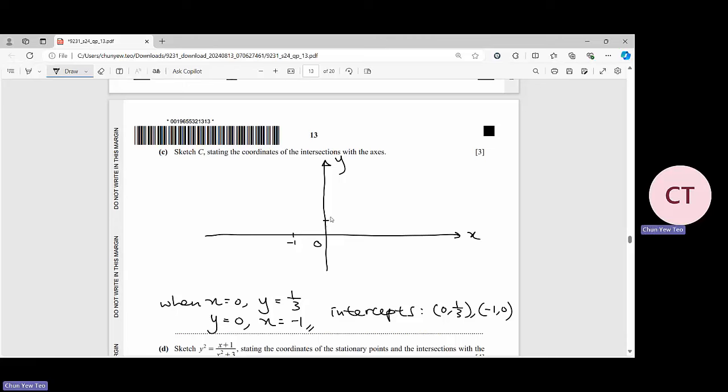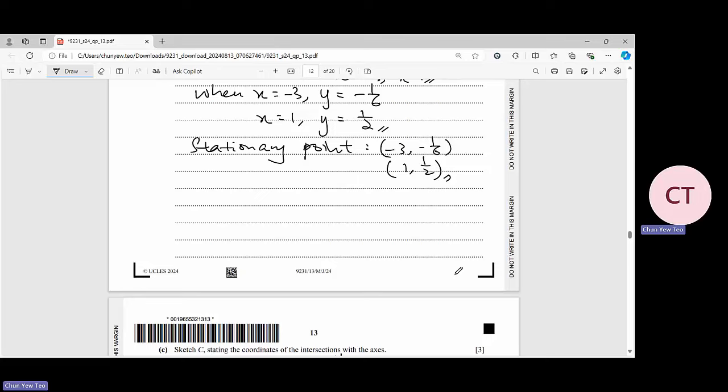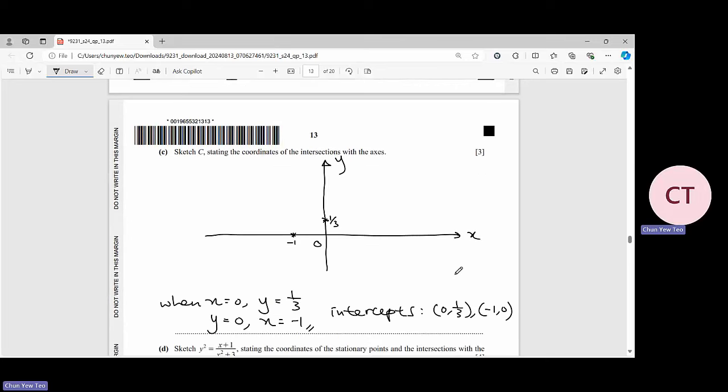0, 1 over 3. 1 over 3 is here. Okay, so these two are the intercepts. So your maximum or minimum point, the stationary point, is -3, -1 over 6, and 1 and a half. 1 over here, then a half is over here. Then -2, -3. -3, you get -1 over 6.